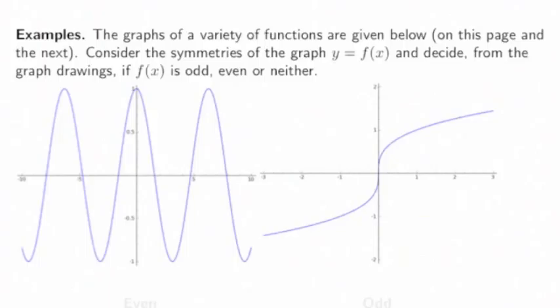The graphs of a variety of functions are given below on this page and the next. Consider the symmetry just by looking at the graph, and decide from the graph drawings if f of x is odd, even, or neither. The graph on the left has reflective symmetry about the y-axis, so it's even. The graph on the right has rotational symmetry about the origin, so it's odd.